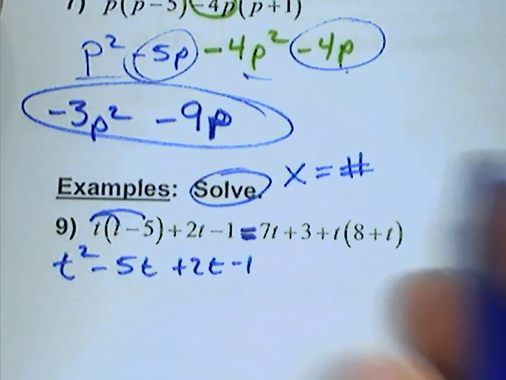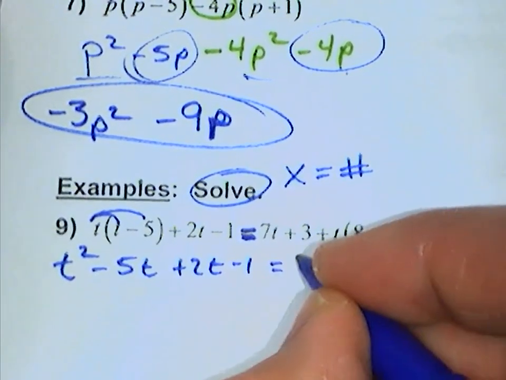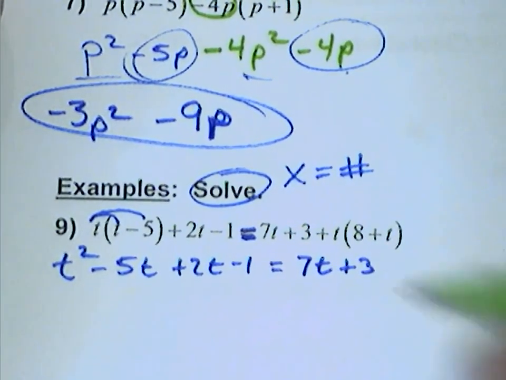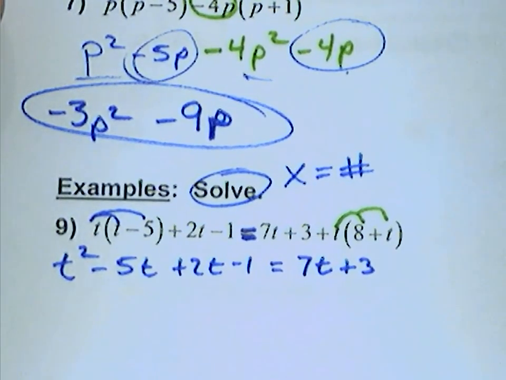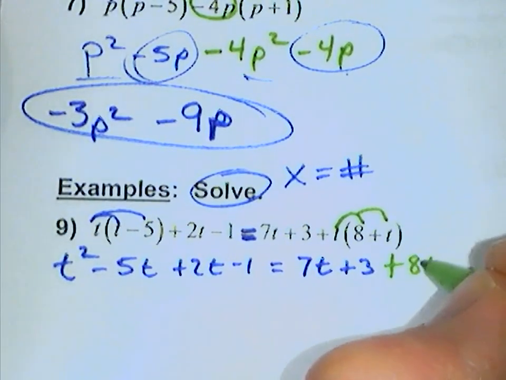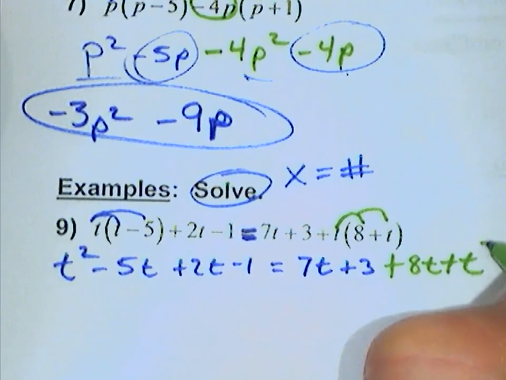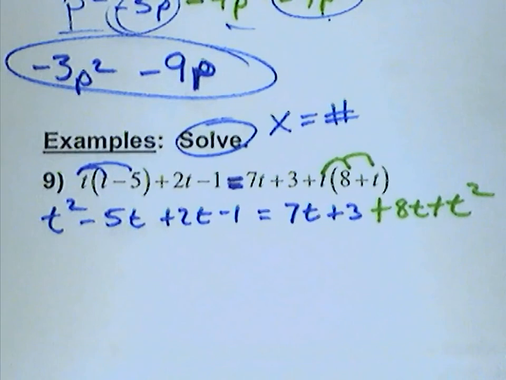All right. Equals. I can't combine anything over here until I go ahead and distribute. So I got 7t plus 3. And now I'm going to take this t and distribute. So I got t times 8. That's 8t. And t times t squared, or t times t is t squared. So far, so good. Any questions?